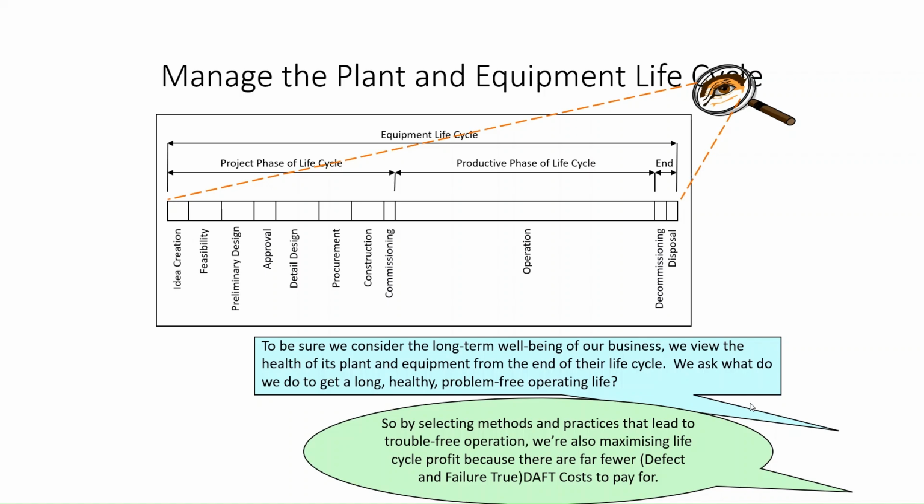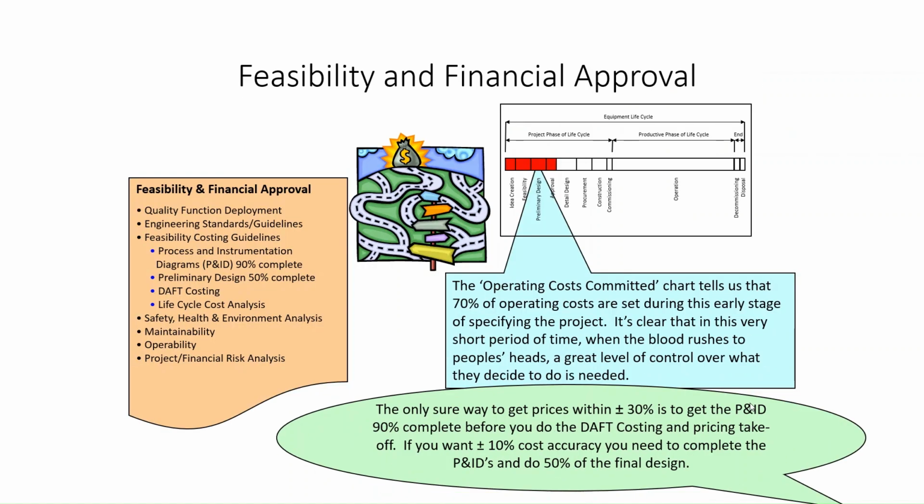The operating costs committed chart tells us that 70% of operating costs are set during this early stage of specifying the project. It's clear that in this very short period of time, when the blood rushes to people's heads, a great level of control over what they decide to do is needed.